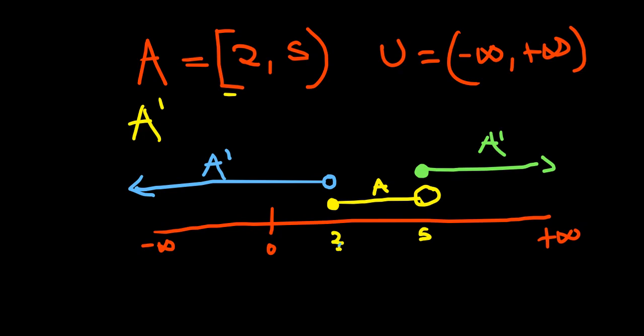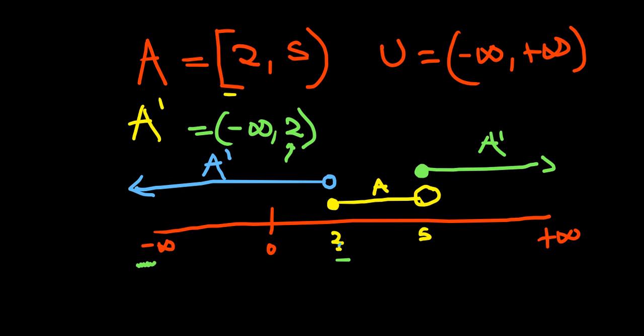So we are going to say this A complement is equal to, the first part is starting from minus infinity all the way to 2, but this 2 is not included because I have an open circle there. So we are going to say minus infinity, comma, 2, and then a curved bracket like that, because this 2 is not included.